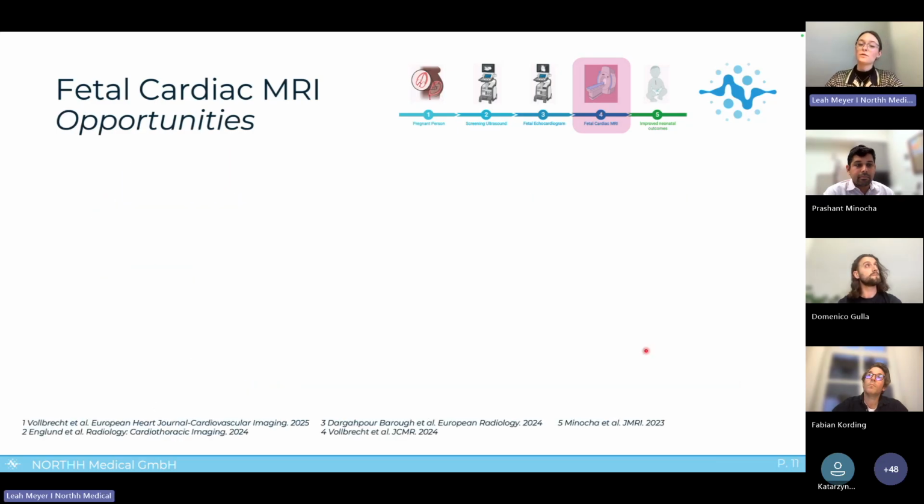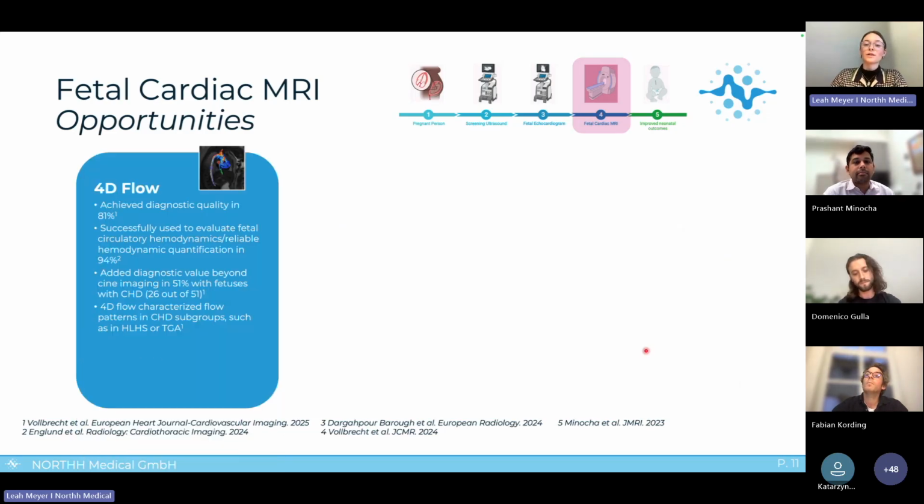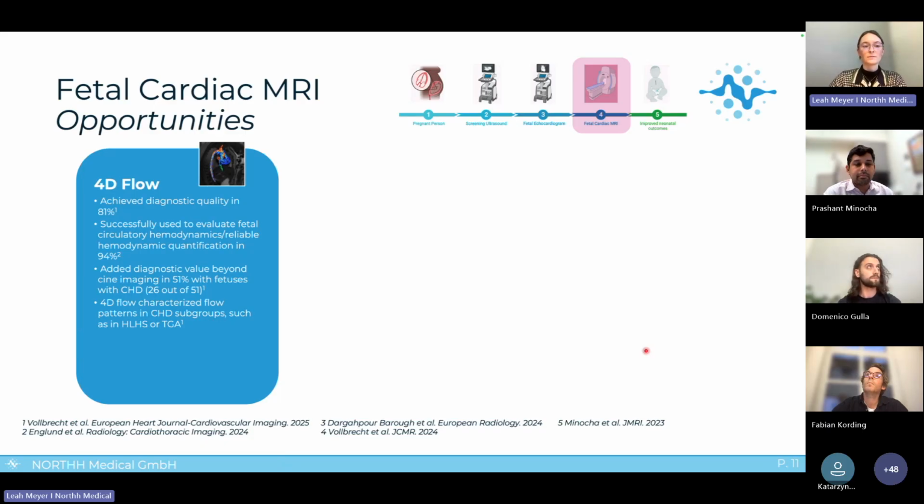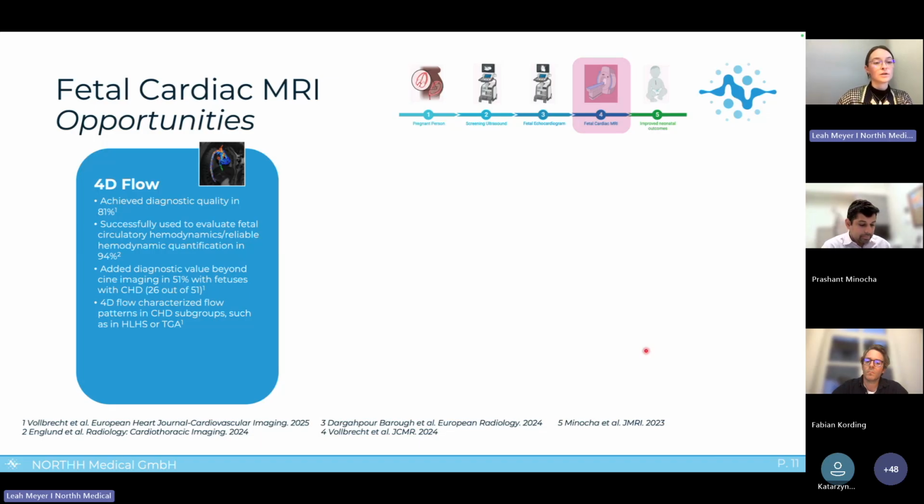Now, as I said, we know that fetal cardiac MRI provides comparable diagnostic results to echo, but what can fetal CMR add on top of that? Looking at 4D flow, we can have a deeper look. There's also really high diagnostic quality achieved in 4D flow. It was successfully used to evaluate fetal circulatory hemodynamics and quantification. There is also an added value compared to CMR in about half of the cases, and 4D flow has the potential to characterize flow patterns in CHD subgroups, such as in HLHS or TGA.